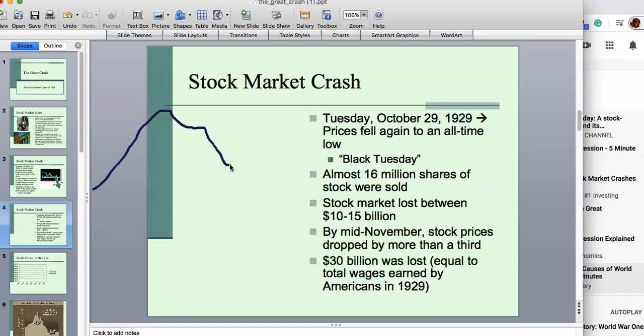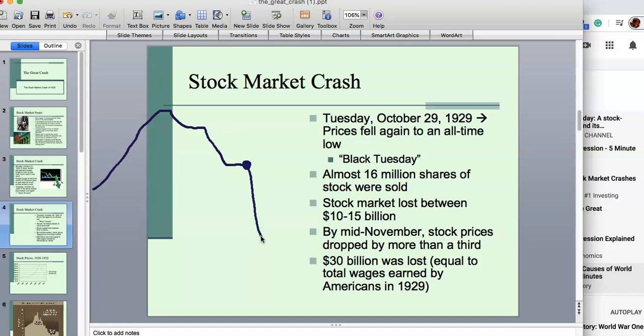Now, what happens is the stock market then closes on Friday. There's no trading on Saturday or Sunday. It opens back up on Monday, and then all of a sudden we reach Tuesday, October 29th, 1929. And this is where we have a complete and total pretty much bottoming out.